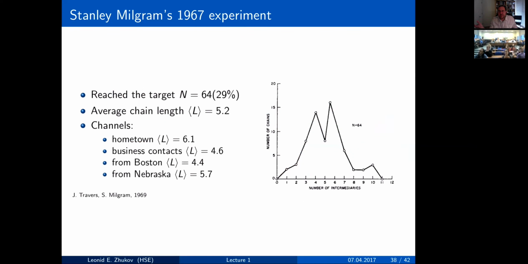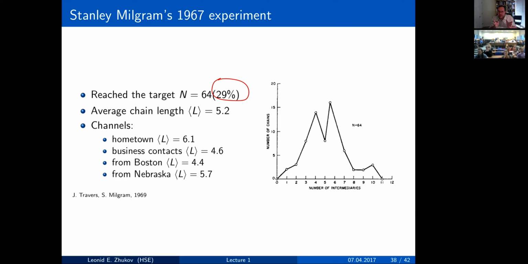The target eventually received letters, right? So 30% of the letters that had been sent out by volunteers actually reached the target. Again, the volunteer is given a note, and the question is to deliver this note to a person, but not directly, since you don't know this person, but through some intermediate people, and you do not really know the chain. You just think, okay, who can I send it to who might know this person? And 64 letters out of more than 200 actually reached the target.